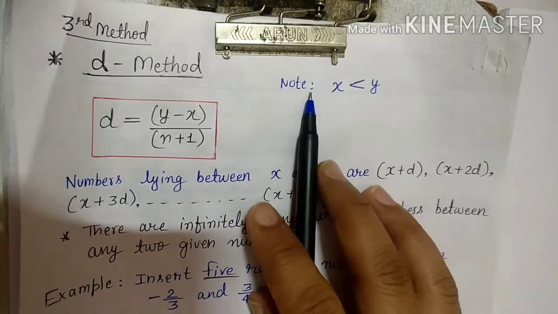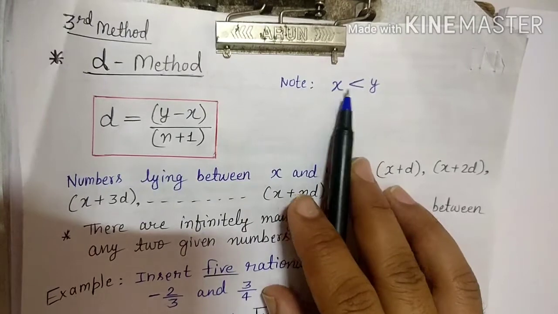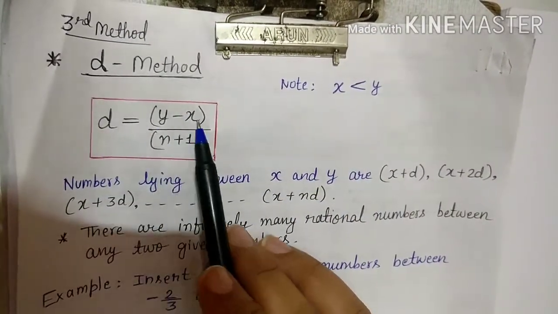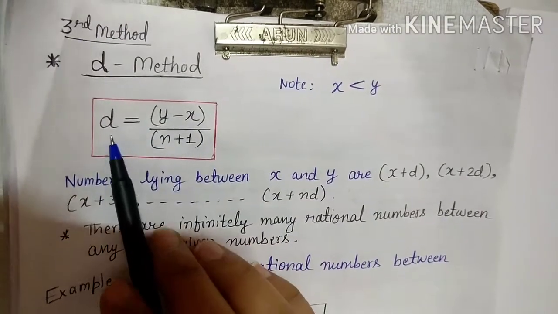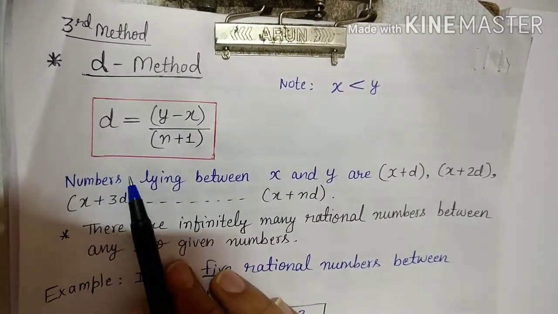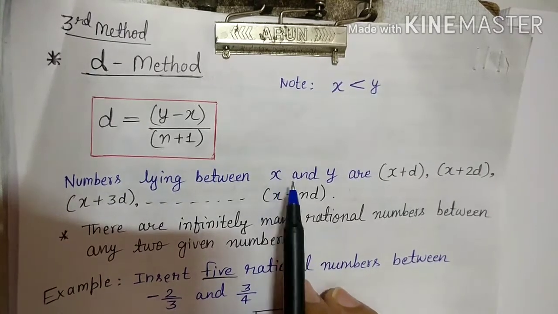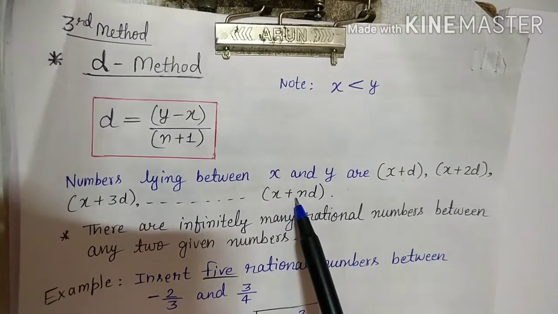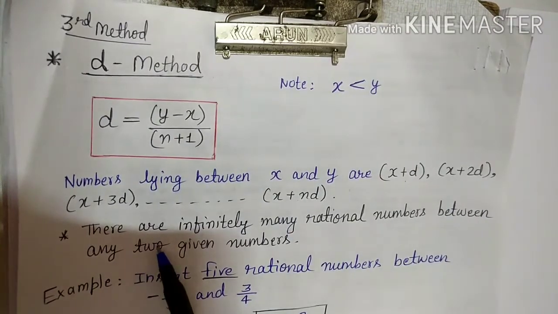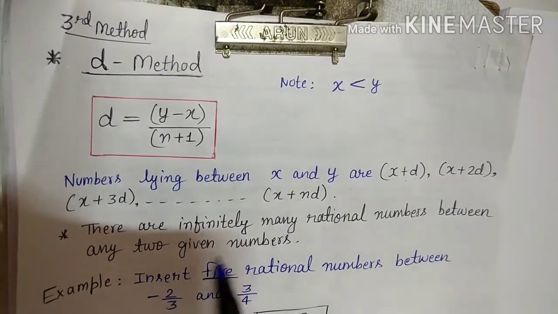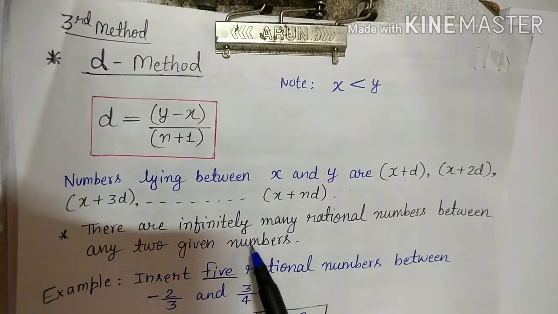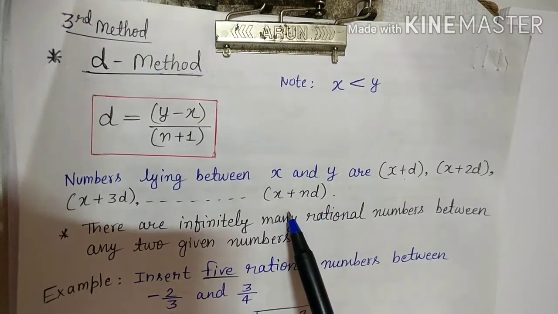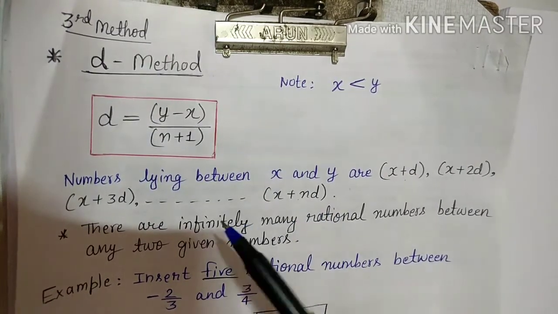Note that x should be less than y, which we are already using. So what is the formula? D equals y minus x upon n plus 1. So we will find D. After finding D, if we have to find numbers between x and y, the numbers are x plus d, x plus 2d, x plus 3d, up to x plus nd. There can be infinitely many rational numbers between any two given numbers, that's why I have written x plus nd. It can be anything. Let us understand this by an example.